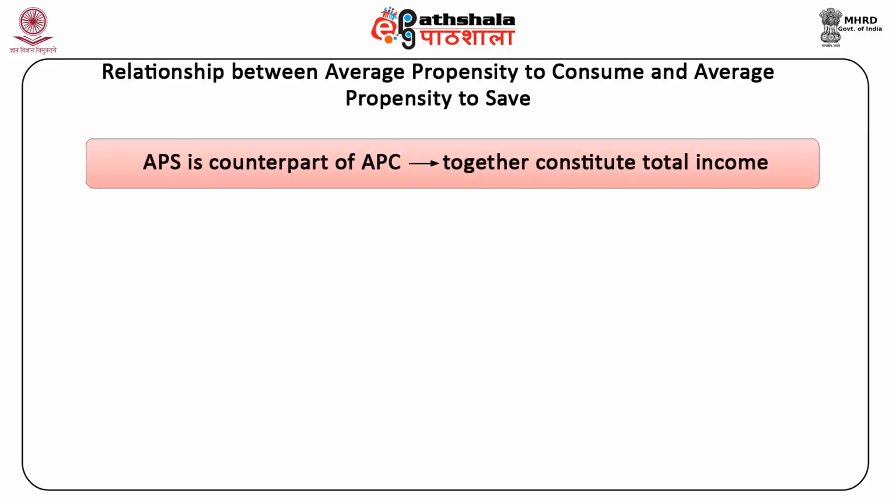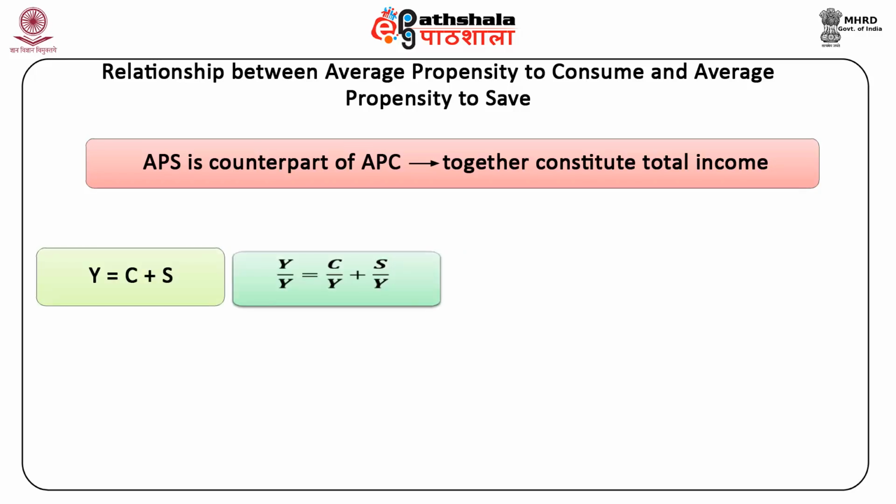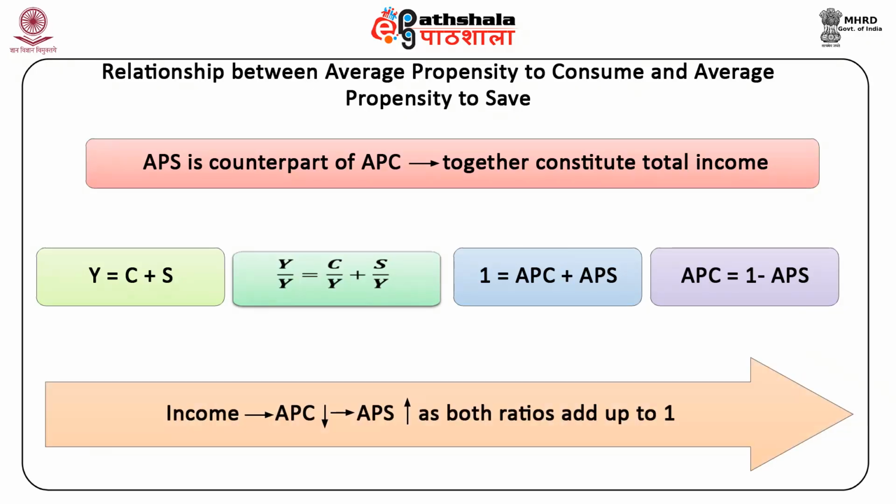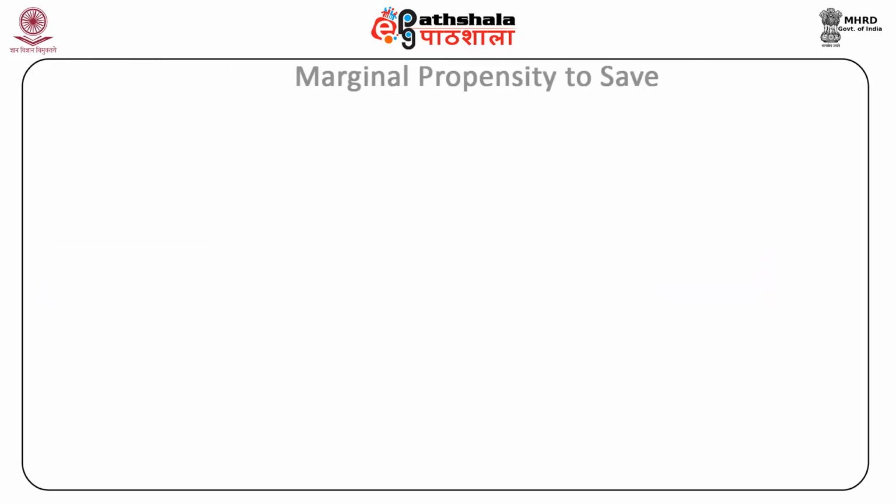APS is a counterpart of APC. Both together constitute total income. It can be derived as follows. Y = C + S. Divide both sides by Y. We get Y/Y = C/Y + S/Y, so 1 = APC + APS, and APC = 1 - APS. As income increases, APC decreases, so APS must increase as income increases, because these two ratios add up to 1 at all levels of income.